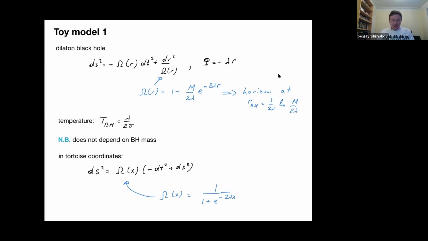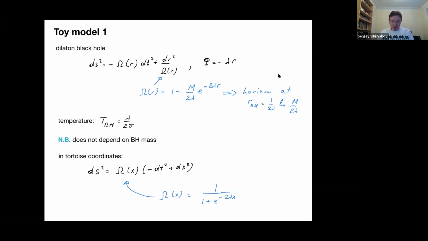And the temperature of the black hole is given by lambda over 2 pi, where lambda is the parameter of dilaton gravity. So here there is a difference between 2 dimensions and 4 dimensions. In 4 dimensions, the black hole temperature depends on the black hole mass, whereas in 2 dimensions it does not. It's just fixed by the parameters of the model.